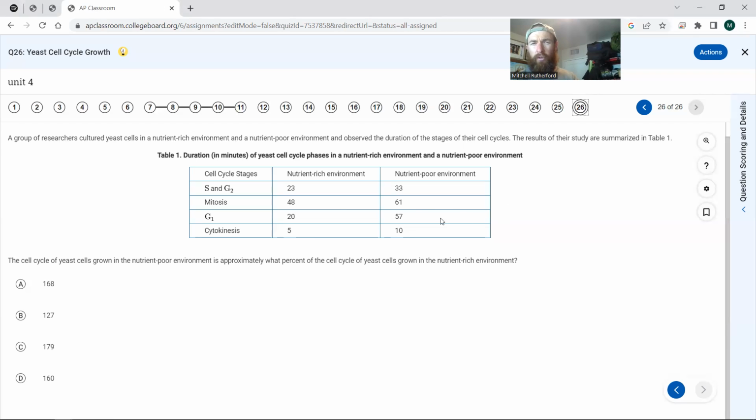So for the nutrient poor, I'm just going to add them all up. That's 60, that's 60, that's 30, that's 10. So 60, 60, 30, 10: 60, 120, 150, 160. I'm writing that down really quick. Quick mental math, it's approximately 160. I don't think we need to be exact, these numbers are tough. And then for the nutrient rich environment, we might set up a ratio.